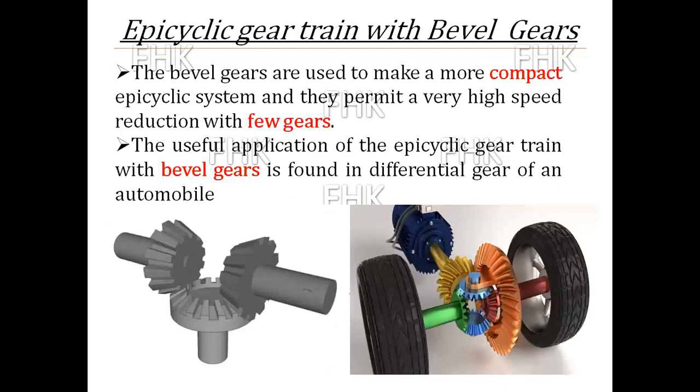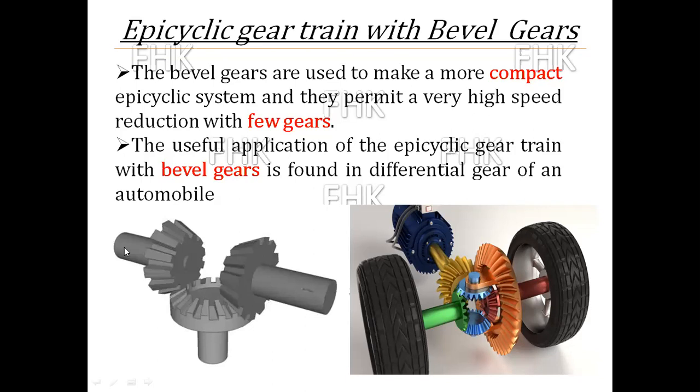A bevel gear is generally like a frustum of a cone. On the inclined surface of the frustum of a cone, the teeth are cut, as you can see in this image. When the teeth are cut on the inclined surface, the axes of rotation of two bevel gears are perpendicular to each other and intersect at one point.